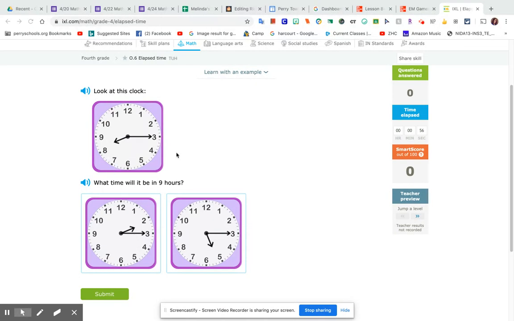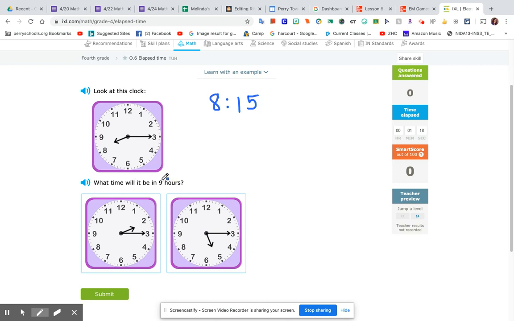First thing you have to do in order to find elapsed time, which is the fancy word for how much time has gone by, is figure out what time it is when you're starting. So this clock right now says 8:15. And then you have to break it down and solve a simpler problem. What time will it be in 9 hours?